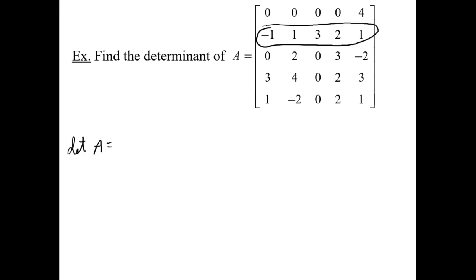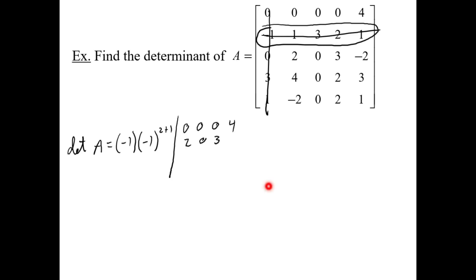To find the determinant of a 5x5 matrix, I'm going to pick that row, and it's going to be -1 times -1 to the 2 plus 1 power, because that's in row 2, column 1, times the smaller matrix, where we remove its row, remove its column, and we're left with a 4x4 matrix. 2, 0, 3, -2, 4, 0, 2, 3, -2, 0, 2, 1.